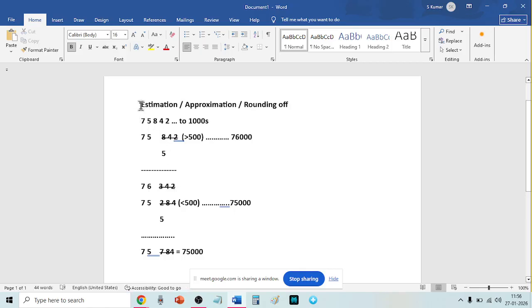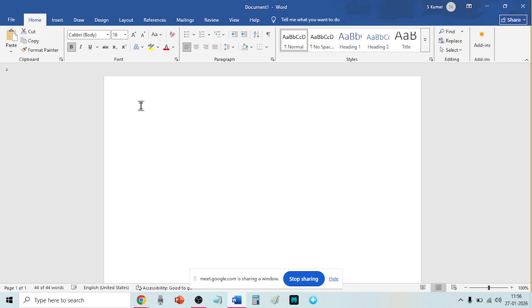This is the estimation. So estimation you can have to the nearest tens, nearest hundreds, nearest thousand, nearest lakh, nearest crore. All these things can be there. So nearest 10, nearest tens. We are having 5241.